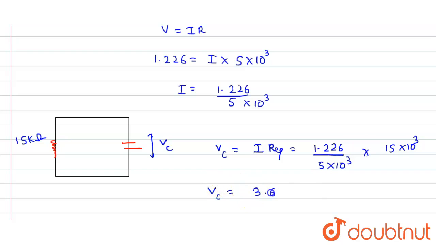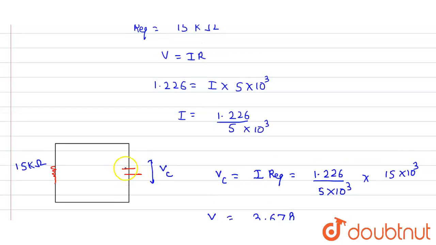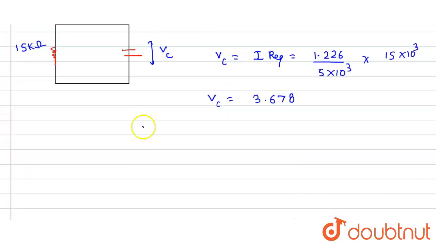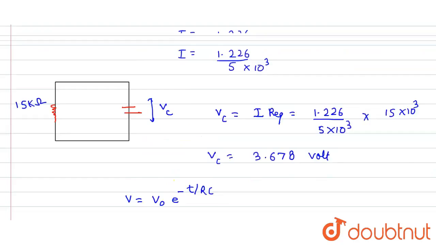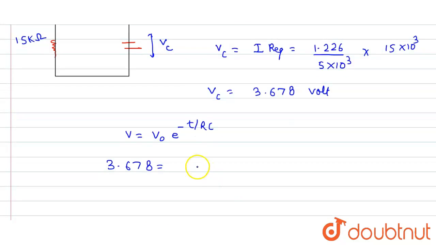It would be 3.678. Now in this situation our capacitor would be discharging, so we can directly use the equation of discharging. We say that V equals V0 e to the power minus t divided by RC. So what is this potential, in volts, across our capacitor? It is equal to 3.678. What is the value of V0, the initial voltage? It was charged up to 10 volts. e to the power minus t divided by RC, where R in this case is 50 kilo ohms, so 50 into 10 raised to the power 3, into the capacitance value of 22 into 10 raised to the power minus 6.